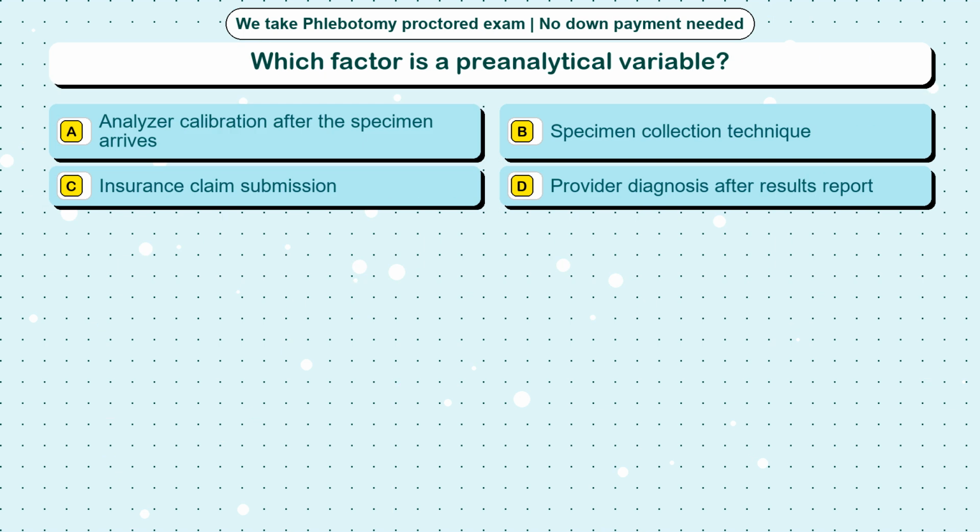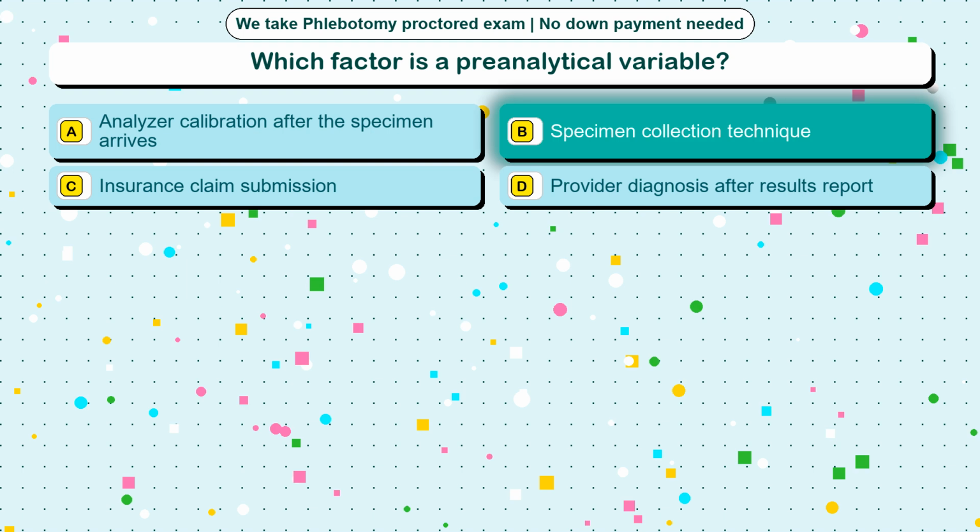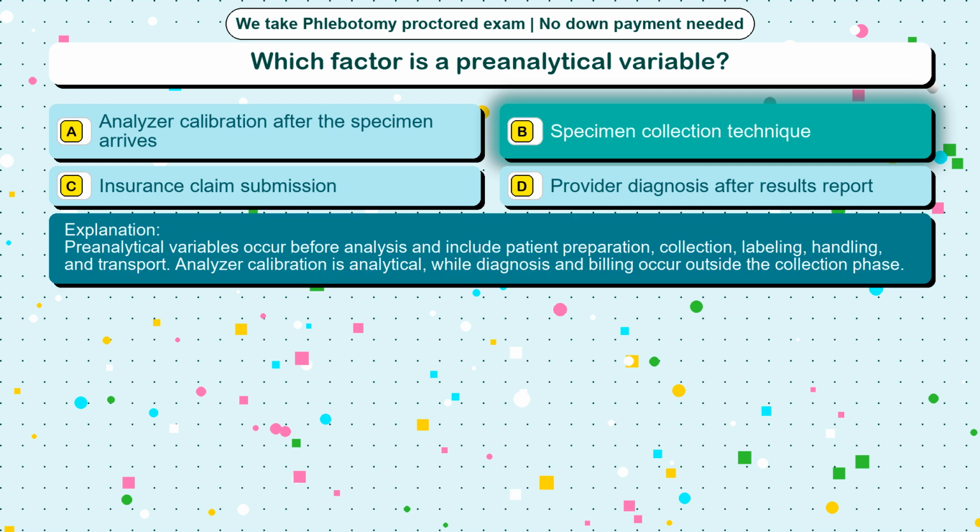Question 62. Which factor is a pre-analytical variable? Option A, analyzer calibration after the specimen arrives. Option B, specimen collection technique. Option C, insurance claim submission. Option D, provider diagnosis after results report. The correct answer is option B, specimen collection technique. Pre-analytical variables occur before analysis and include patient preparation, collection, labeling, handling, and transport. Analyzer calibration is analytical, while diagnosis and billing occur outside the collection phase.